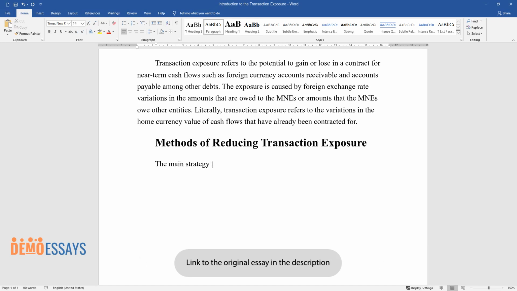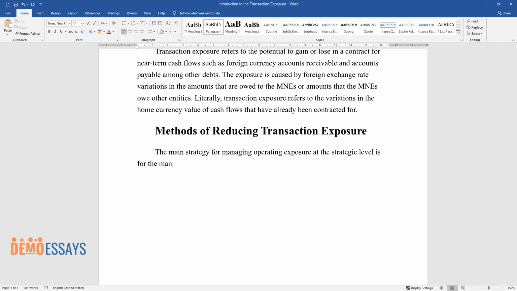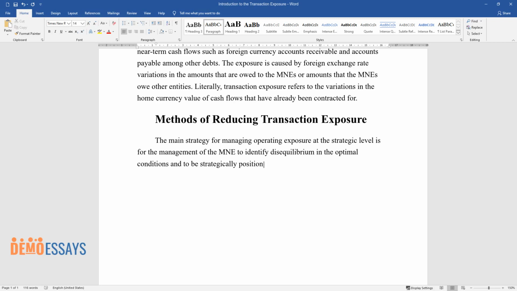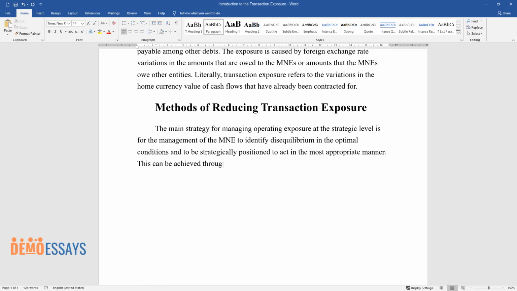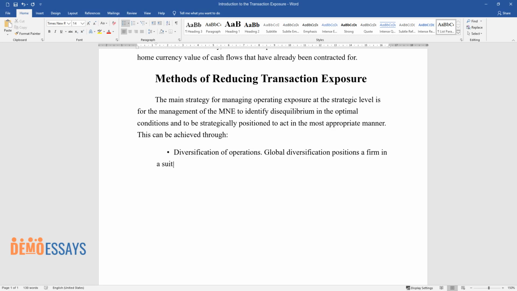The main strategy for managing operating exposure at the strategic level is for the management of the multinational enterprise to identify disequilibrium in the optimal conditions and to be strategically positioned to act in the most appropriate manner. This can be achieved through diversification of operations. Global diversification positions a firm in a suitable position to respond quickly in cases of transaction exposure.